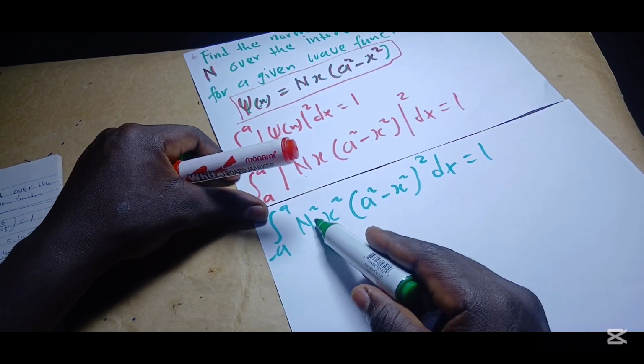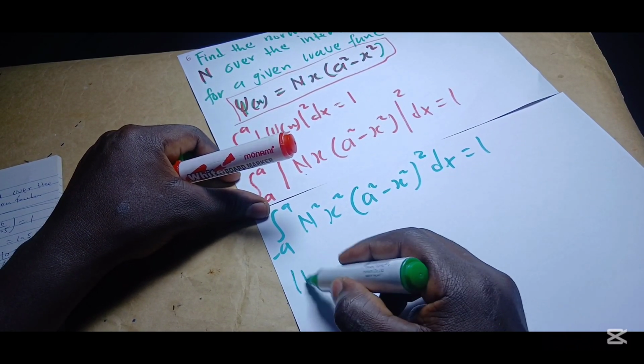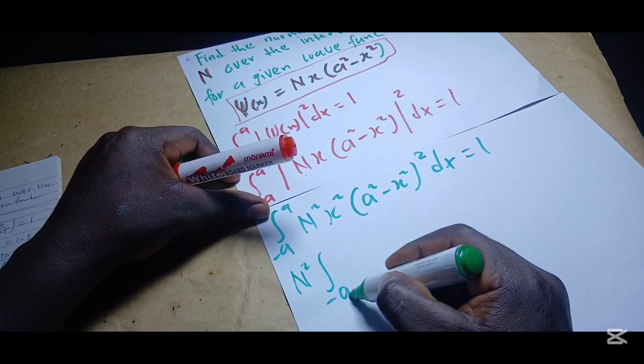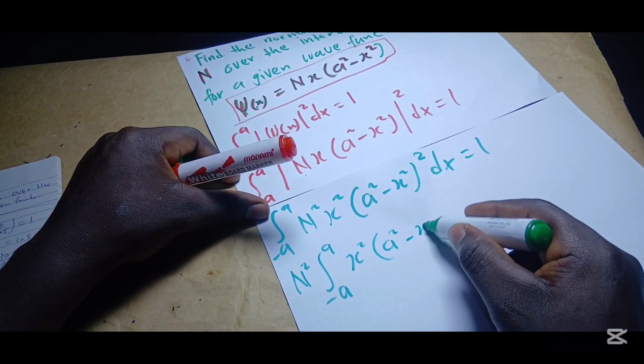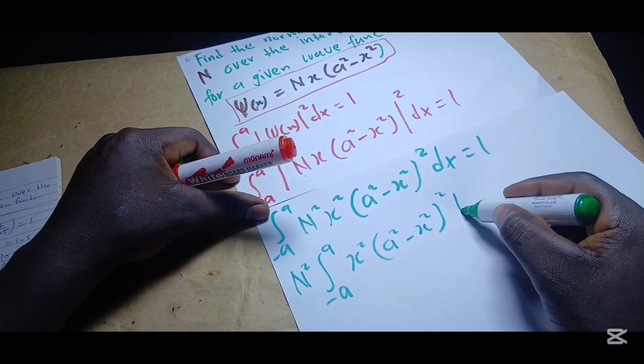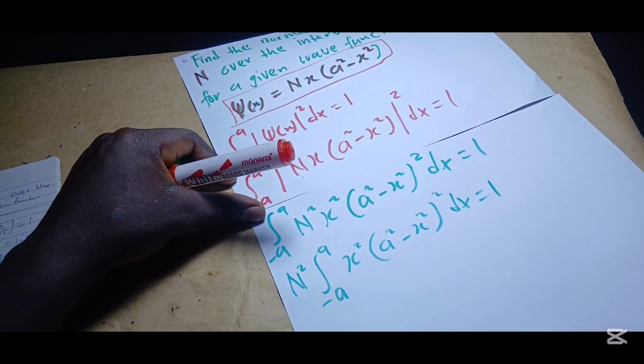And since n is a constant, we can factor it out. So n squared integral from negative a to positive a, x squared into bracket a squared minus x squared all to the power 2 dx equal 1.